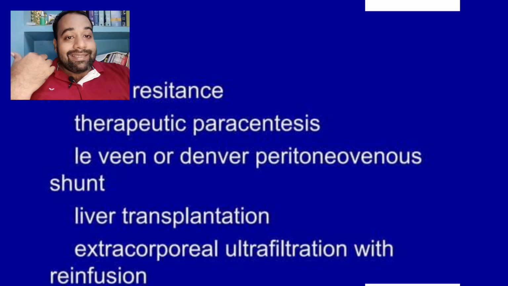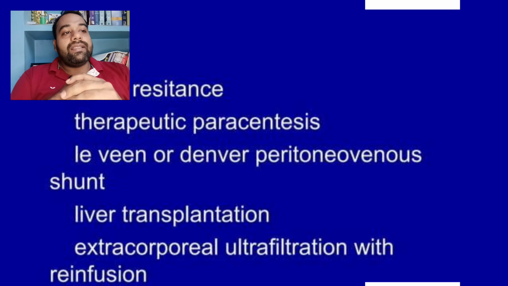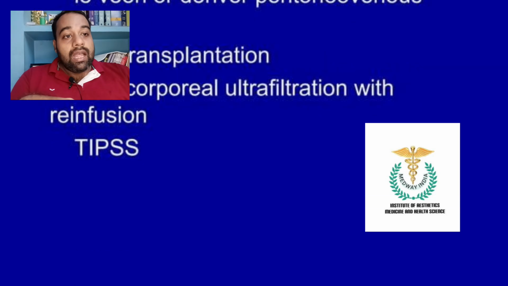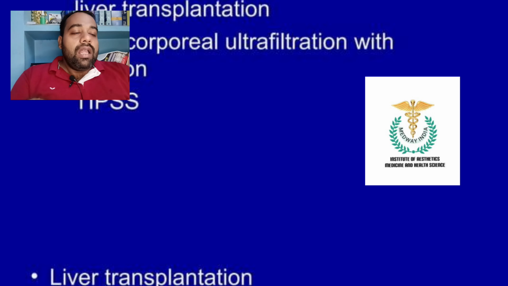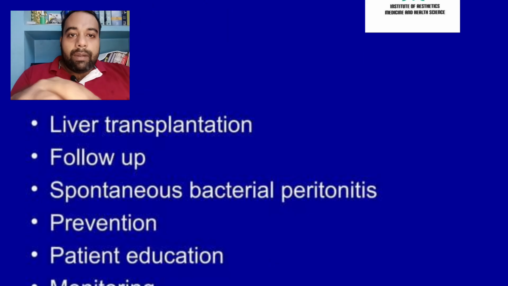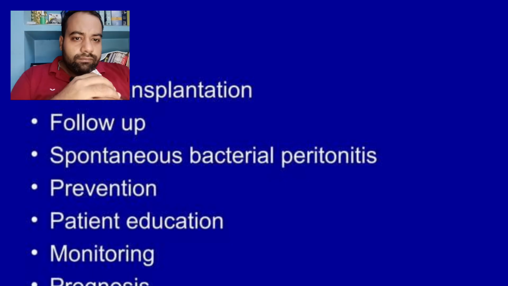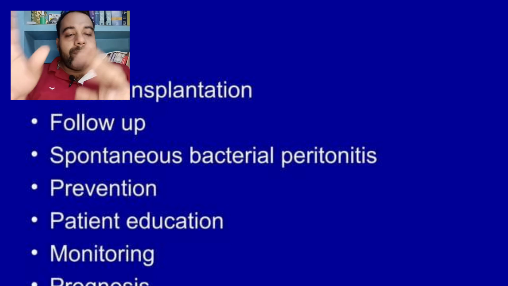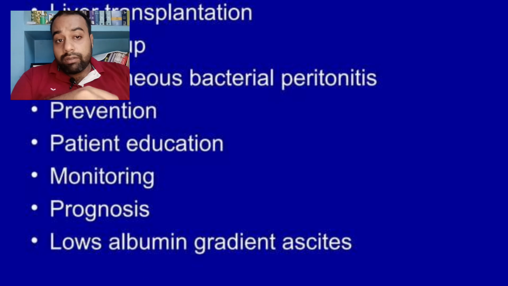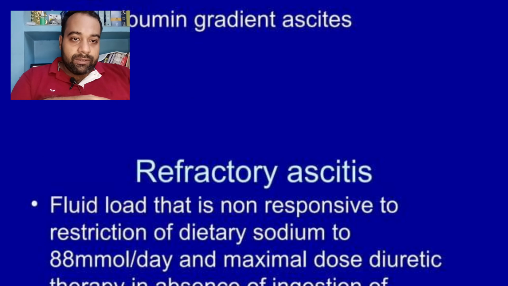In case of diuretic resistance, therapeutic paracentesis is supposed to be done. Also, there is liver transplant, extracorporeal ultrafiltration with reperfusion, and TIPS, which is pretty important in resistant patients in such cases. Liver transplantation is also there, along with regular follow-up with proper monitoring and prevention of spontaneous bacterial peritonitis, and for that we do need to educate the patient in such cases. Okay.